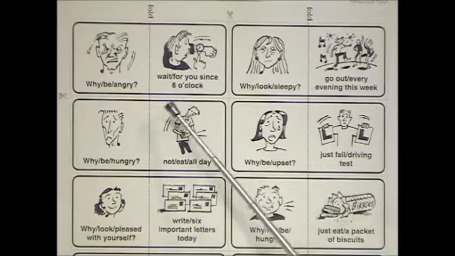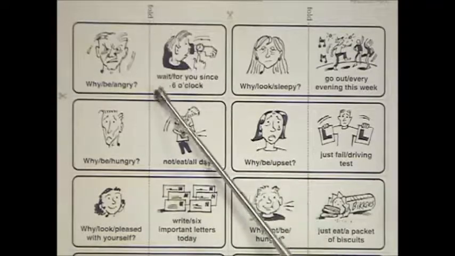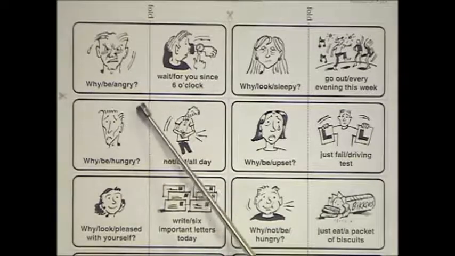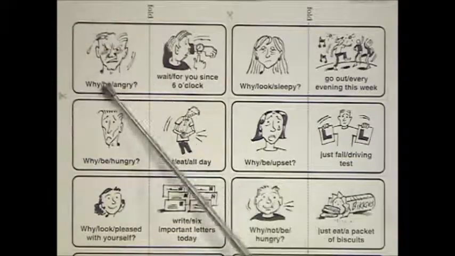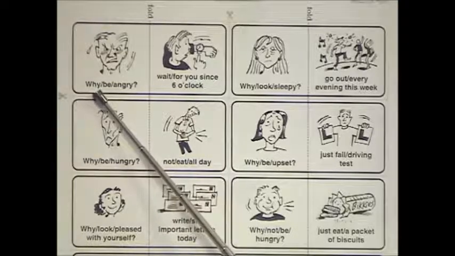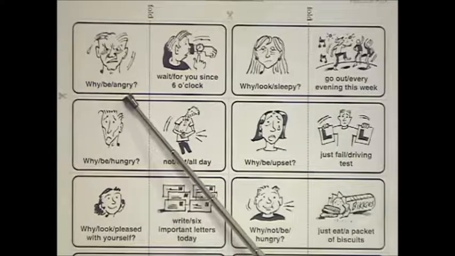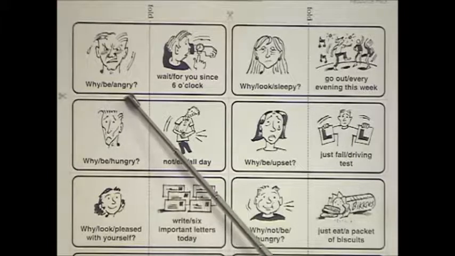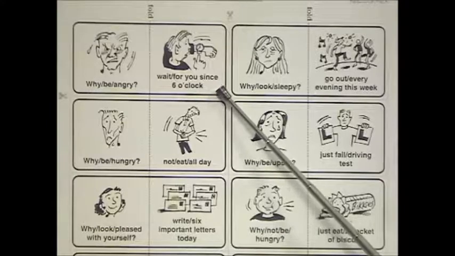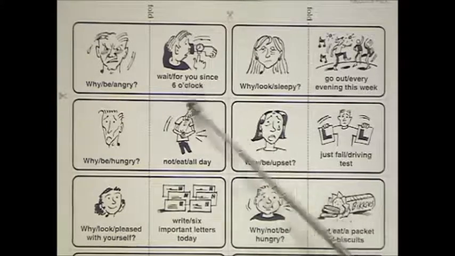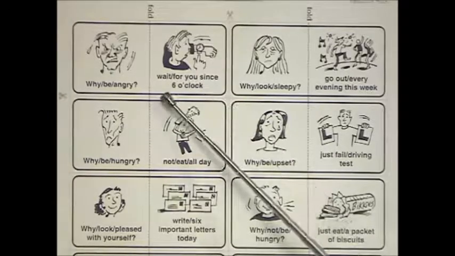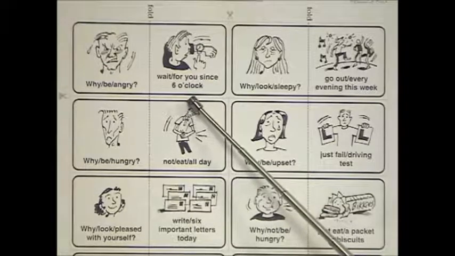After a minute has gone by, the teacher will then ask the students to fold their cards over and get into a pair. One student in the pair will then present a certain result and ask the other student to form the question. Here with the prompts, why be angry? The student will of course ask, why are you angry? The other student will then flip over the rest of the card and read, wait for you since 6 o'clock, and hopefully come up with a statement, because I've been waiting for you since 6 o'clock.